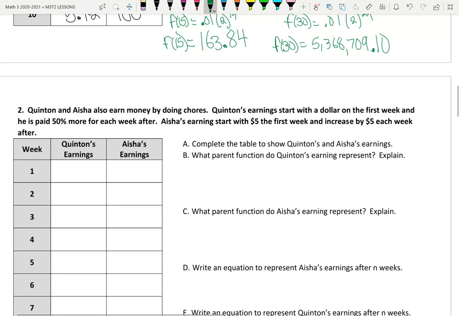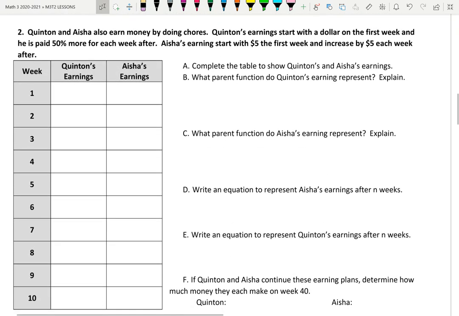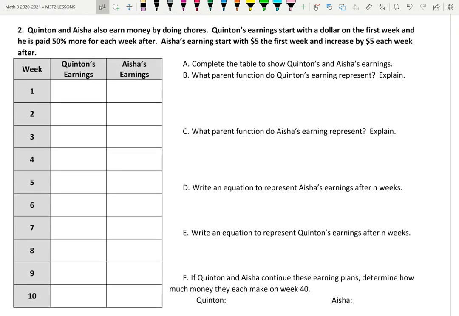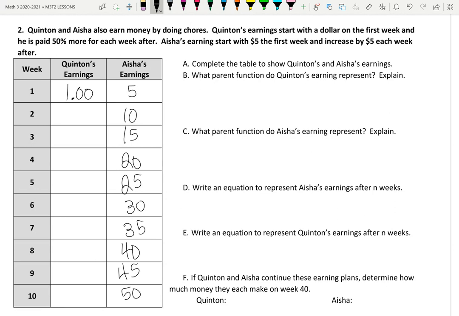Let's do another situation. So we have Quentin and Aisha. They're both doing chores. Quentin's earnings start with $1 on the first week, and he is paid 50% more. So he starts out with $1. Aisha starts with $5 in the first week and increases by $5 each week. So 5, 10, 15, 20, 25, 30, 35, 40, 45, 50. So Aisha will make $50 on week 10.